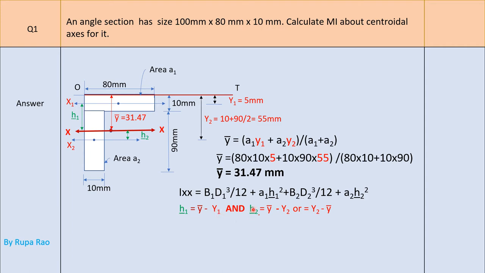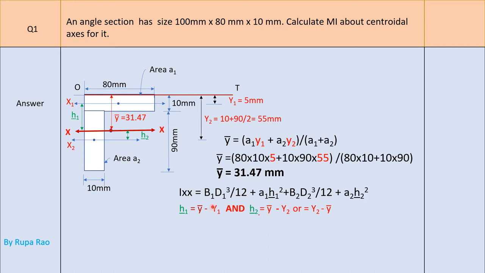And how much is H2? Now from this reference line up to here is y bar, and from this x2 to the reference line is y2. So I want this distance H2. From y2, if I subtract y bar, I get this distance H2. So H2 is y2 minus y bar.